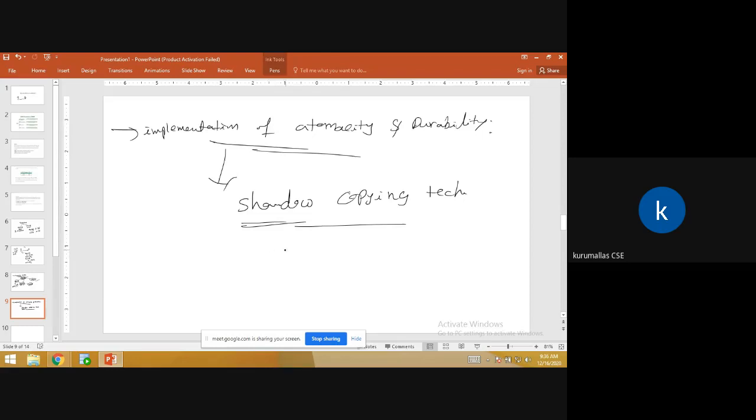Shadow means image, like a mirror copy. In this technique, mirror copies of the database, called shadow copies, are created. Here there is only one active transaction at any time. The second point is that the database is nothing but a file which is written on the disk, right?